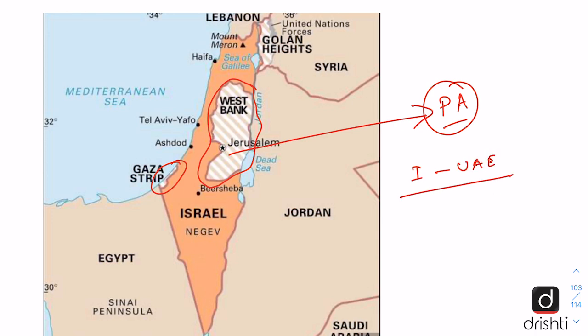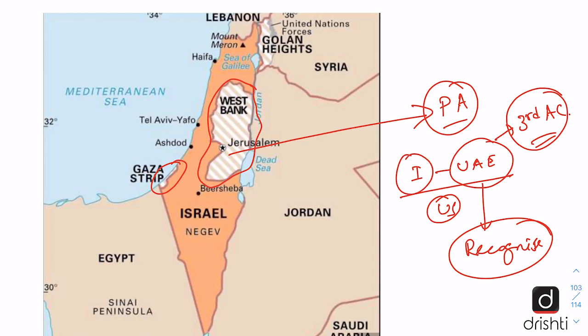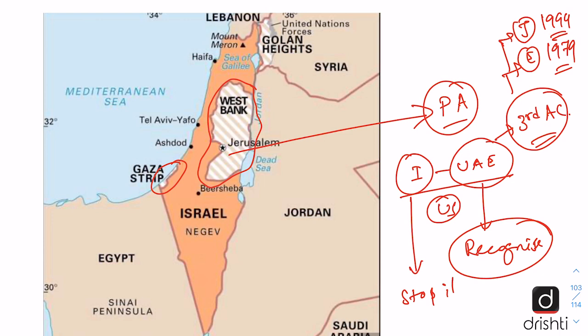Under the agreement, which has the blessings of US, UAE has decided to recognize Israel. And this is important because UAE has become only the third Arab country to accord this recognition to Israel. And the other two countries being Egypt, which did it in 1979, and Jordan in 1994. On its side, Israel has decided to stop its annexation plans in West Bank.